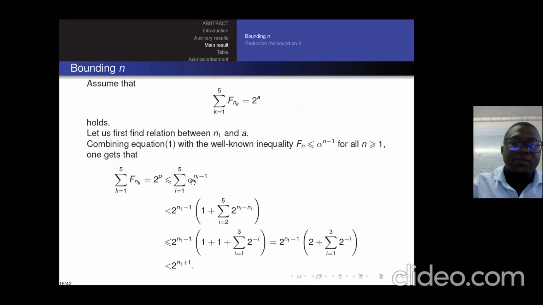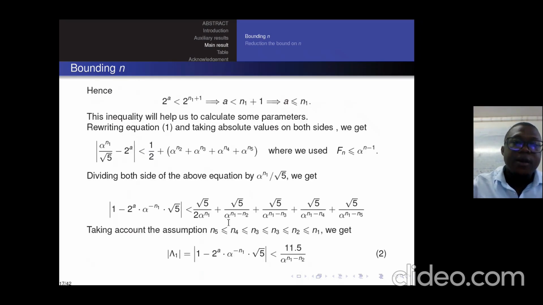And we will have all this, which is less than or equal to this, and finally, which will be less than 2 to the power n1 plus n plus 1. Hence, from this inequality we obtained previously, we find directly that a is less than or equal to n1. This inequality will help us to calculate some parameters.